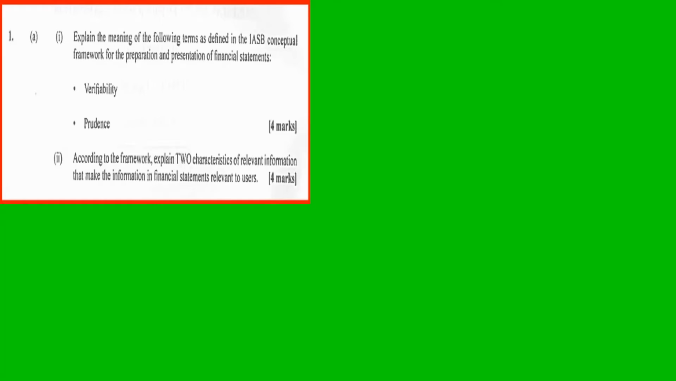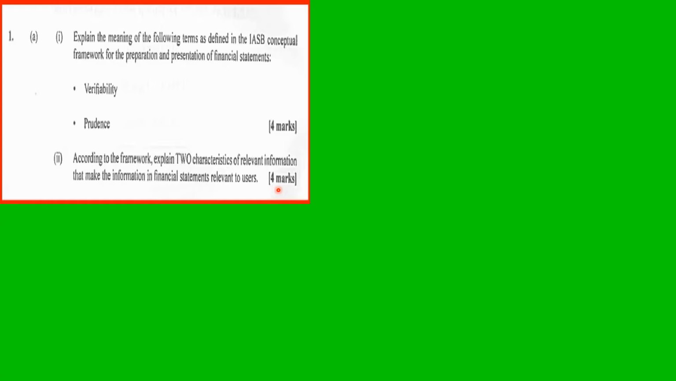Part E. I. Explain the meaning of the following terms as defined in the IASB conceptual framework for the preparation and presentation of financial statements: 1. Verifiability, and 2. prudence, 4 marks. And then, according to the framework, explain two characteristics of relevant information that make the information in financial statements relevant to users.